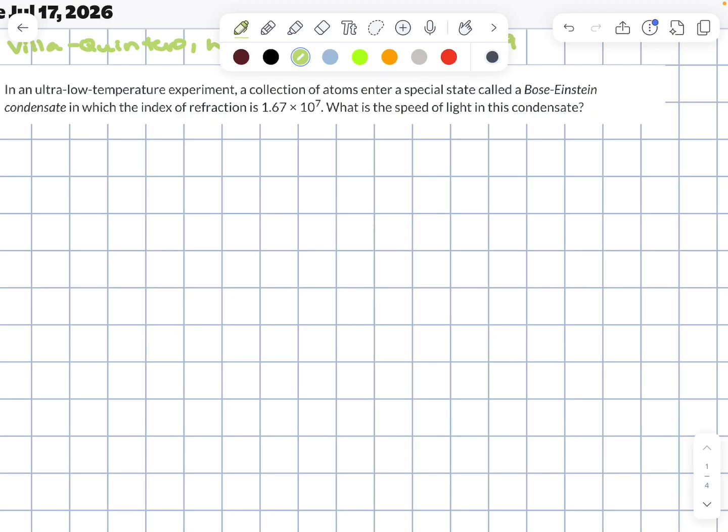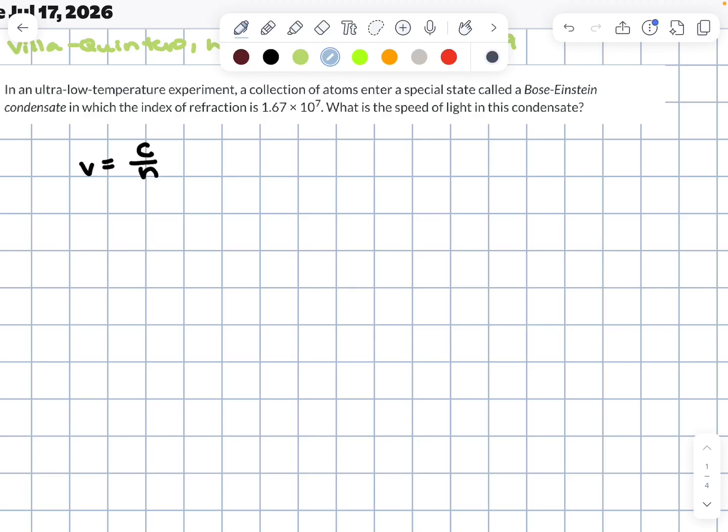Given this, I know that the formula we want to use is the speed equals c over n. Then I want to draw an image so that we can visualize this better, as well as define some of the terms that are going to be helpful to us in this video. So the first thing I'm going to do is draw that diagram.